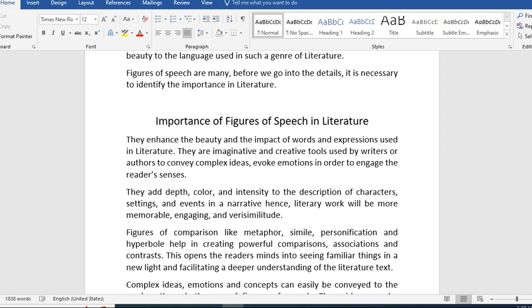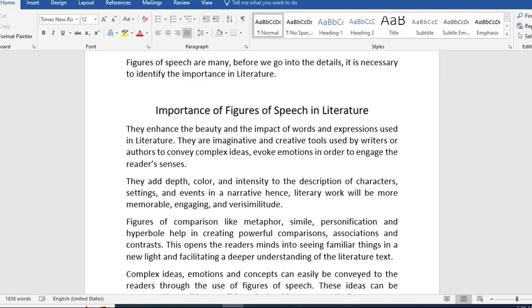They add depth, color, and intensity to the description of characters, settings, and events in the narrative. Hence, a literary work will be more memorable, engaging, and have verisimilitude. What do we mean by verisimilitude? That the literary work will be lifelike. That is, it will appear as if it is real. That is literature, and that is as a result of the usage of figures of speech.